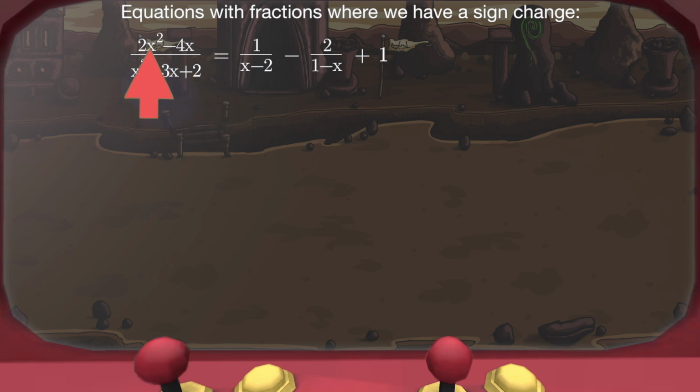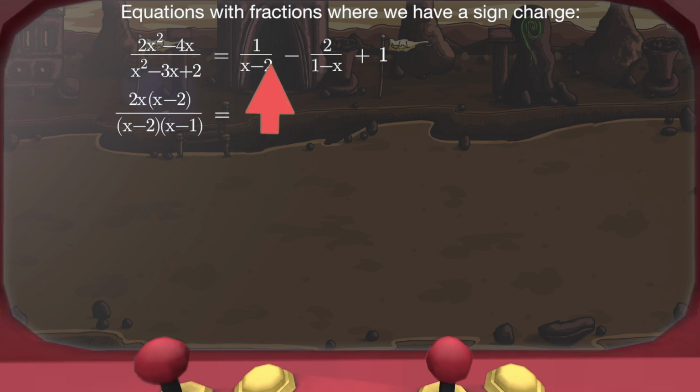Now let's start. So 2x squared minus 4x has a common factor of 2x. So we take out 2x and then we have an x minus 2 in brackets that is left. Okay, and then we have at the bottom, this is a trinomial factorization, so we're going to have x minus 2 and x minus 1. That is equal to 1 over x minus 2.